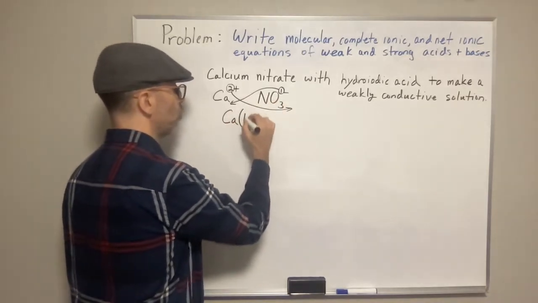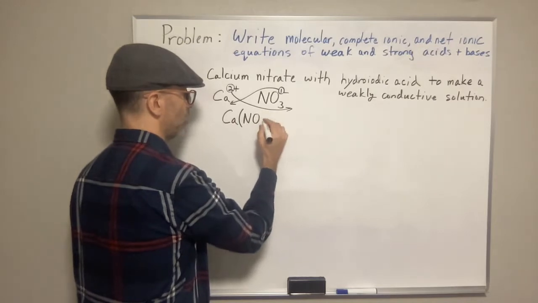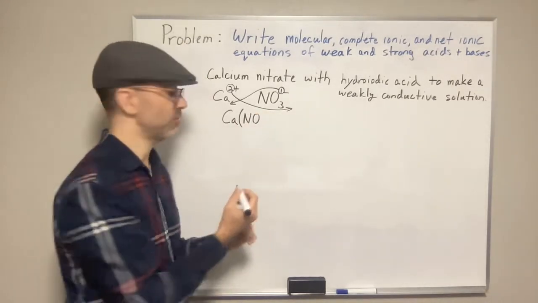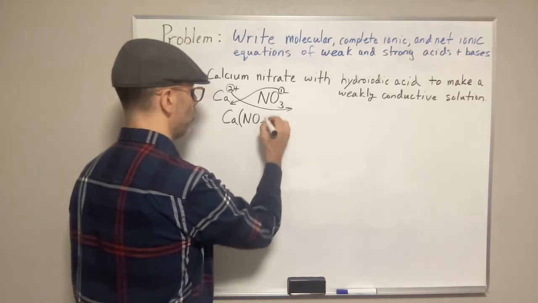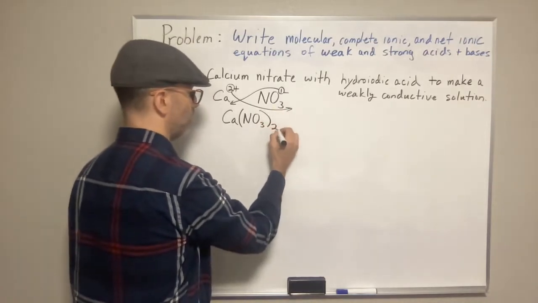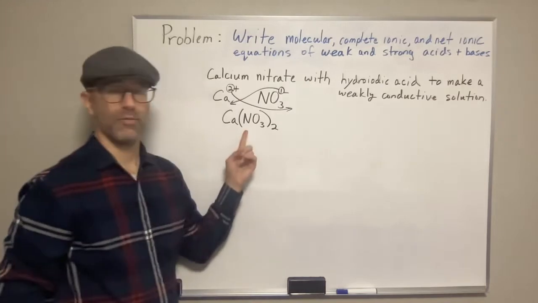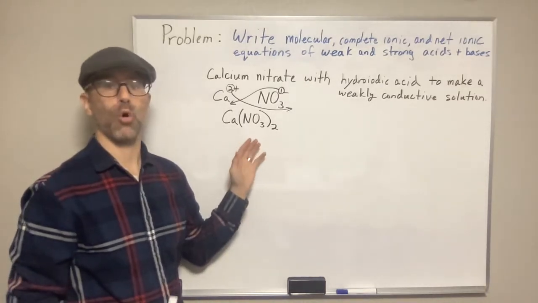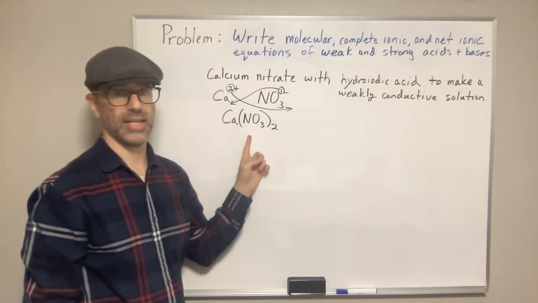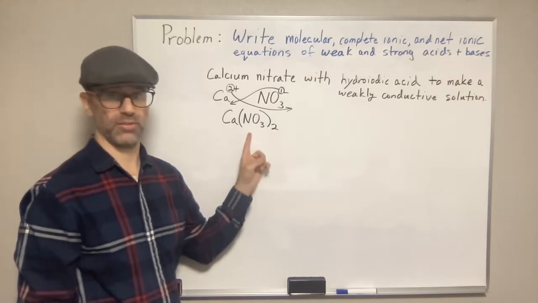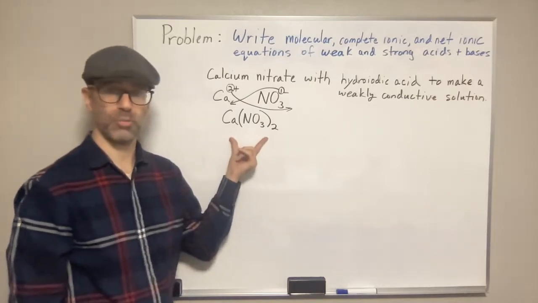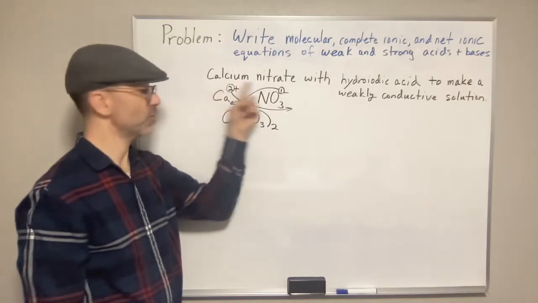When you have more than one nitrate ion, or I'm sorry, more than one polyatomic ion, you're going to have to use parentheses. So here I have NO3, and then on the outside, I'm going to put the 2. So if you have more than one polyatomic ion, you put the parentheses. If you only have one polyatomic ion in your formula, please don't put the parentheses. You don't need them. Okay, so here we have our first formula of our first reactant.